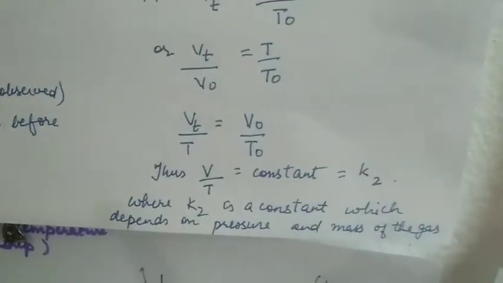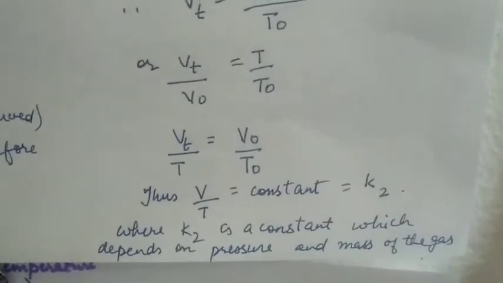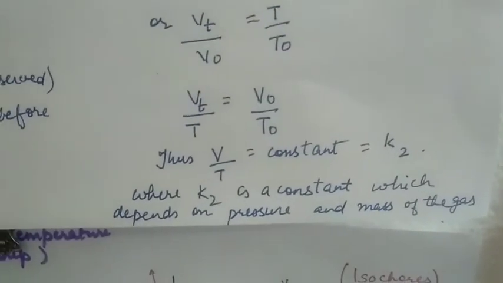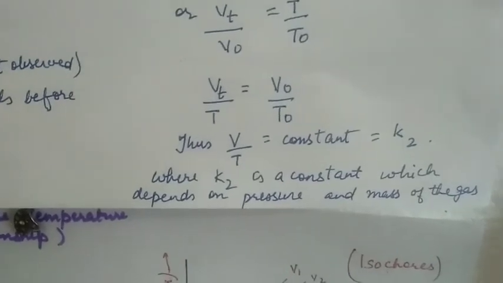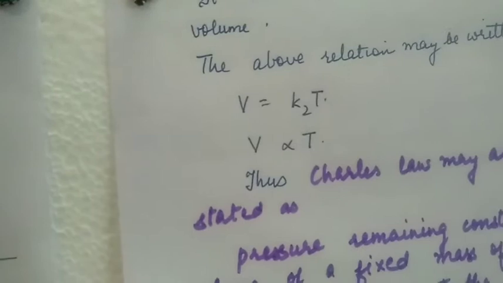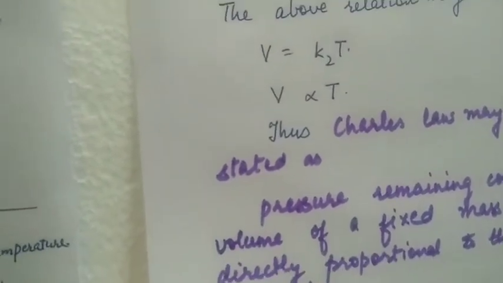If this constant is K2, so K2 is the constant which depends on pressure and mass of the gas, and it also depends on the units of volume. V is equal to K2 into T.